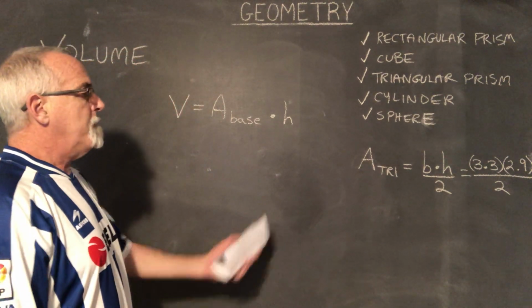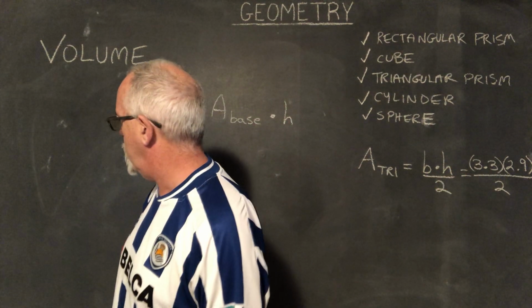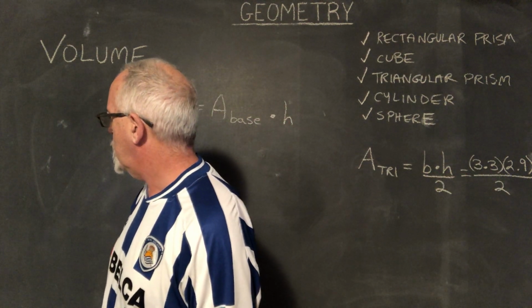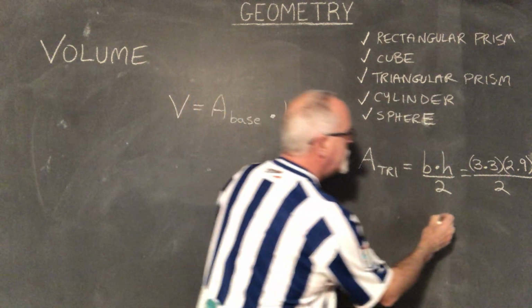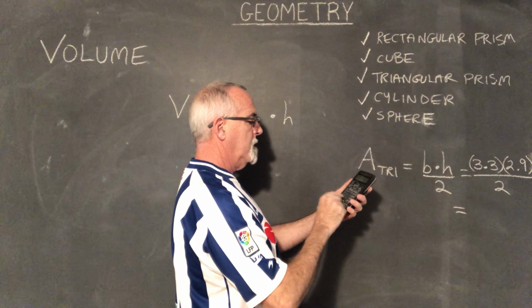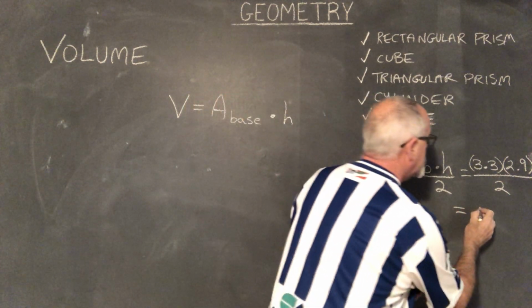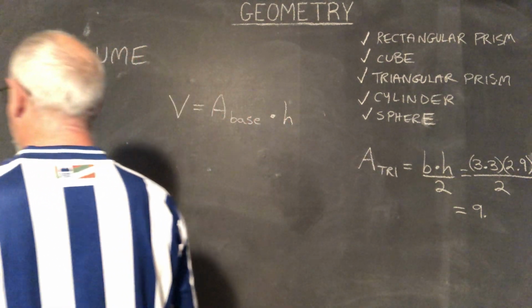Okay, so I'm able to simplify this now. 3.3 times 2.9 over 2. It's going to give me 8.5, but I'm going to actually do the multiplication. What is 3.3 times 2.9? 9.57. Wait. Why did I say it was giving me 8.5?